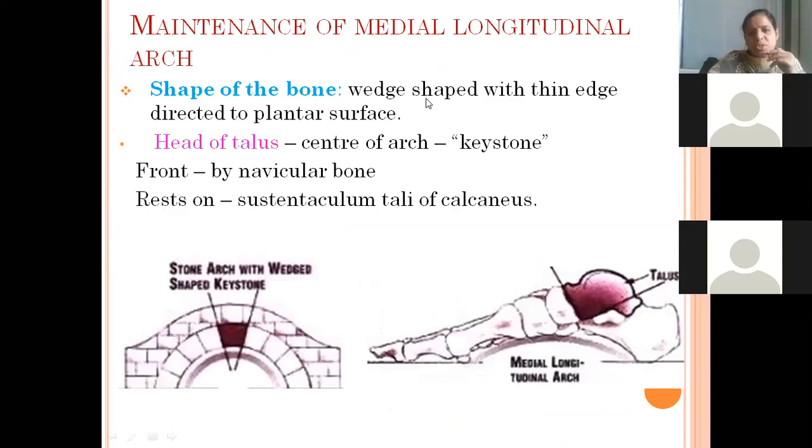Then, when you come to the shape of bone, it is wedge shaped. All bones are very much irregular. They are wedge shaped with the thin edge directed to the flat surface, that is the plantar surface. The surface above is called the dorsal surface. The surface which is below is the plantar surface.